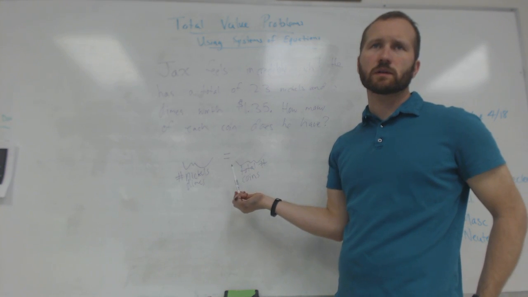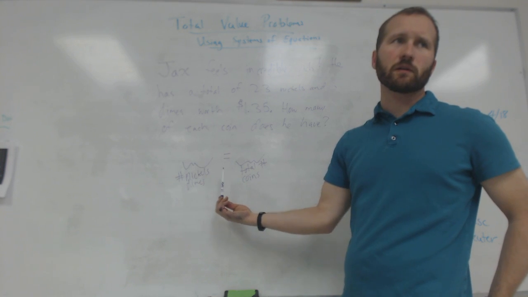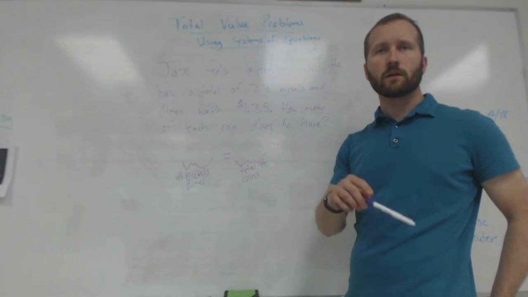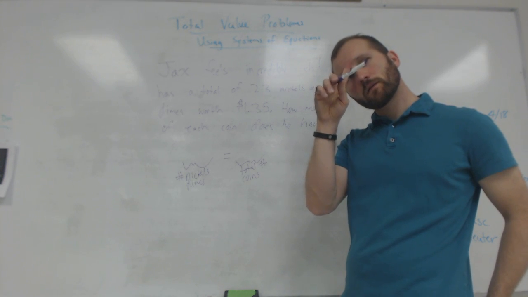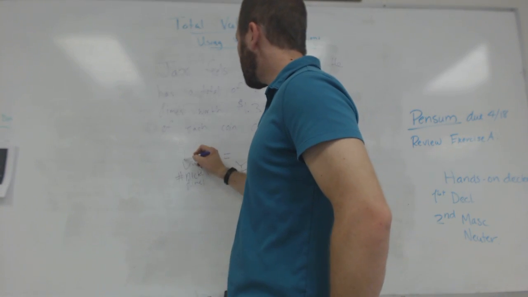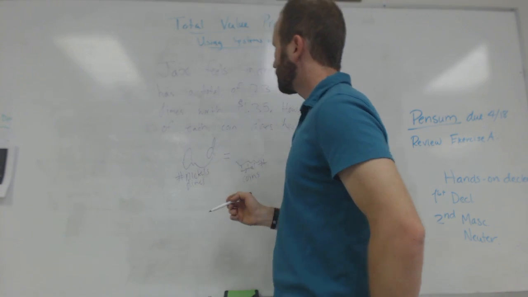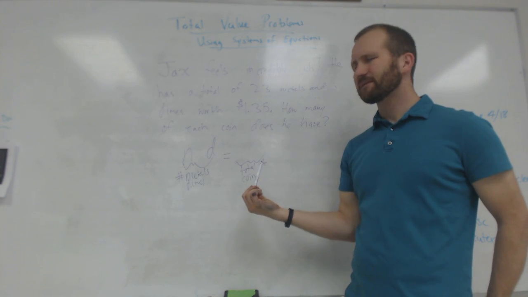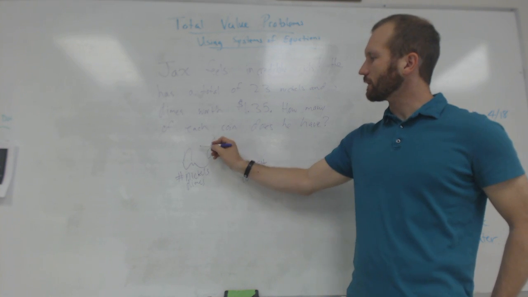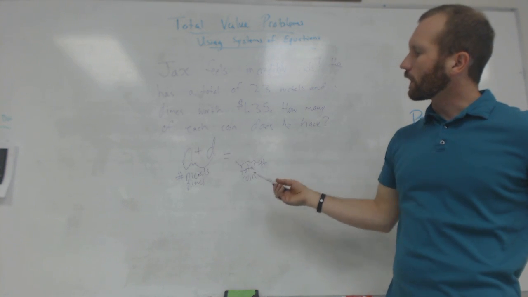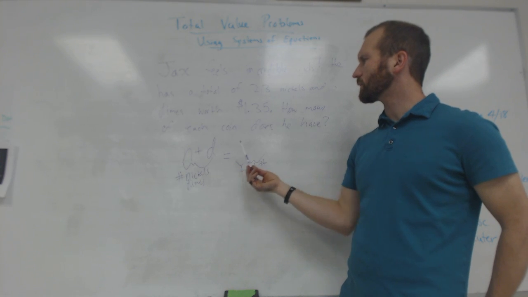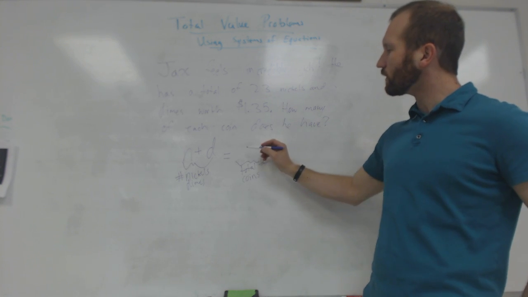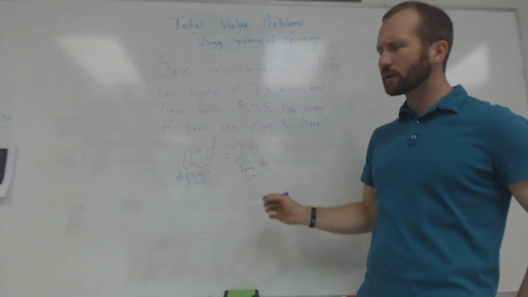I'm going to use variables. How would I write the number of nickels and the number of dimes? N and D. What do you mean by and? Like N plus D. Okay, the number of nickels plus the number of dimes equals 23. He has 23 nickels and dimes total.